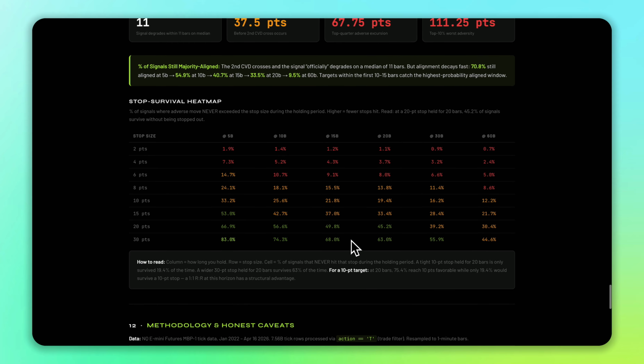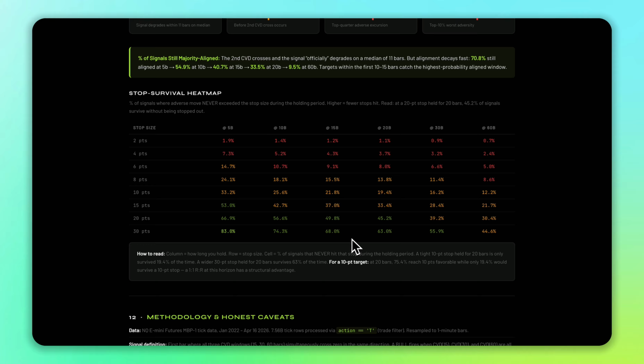And then this is a super cool table to walk through, your stop size here. What percentage of time would you still be in the move based on your stop size? Looking at a 10 bar move, let's say within 10 bars, if you put your stop at 30 points, 74% of the time it would not hit your 30-point stop.